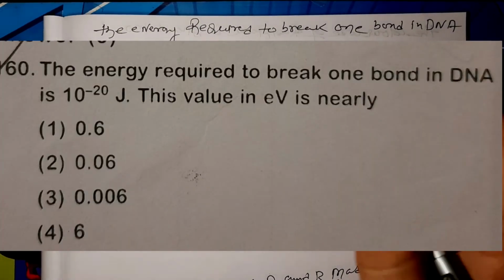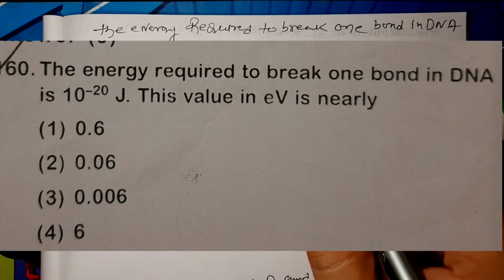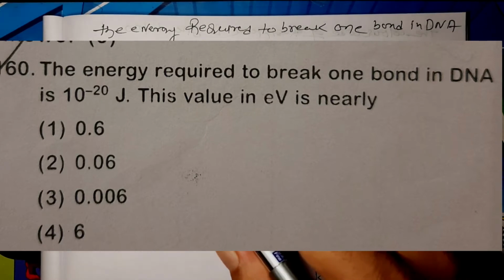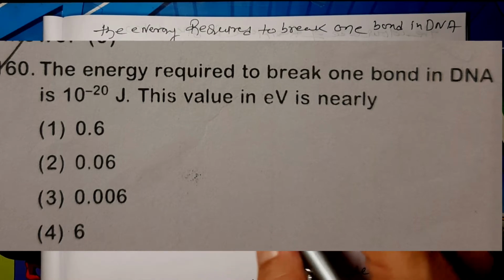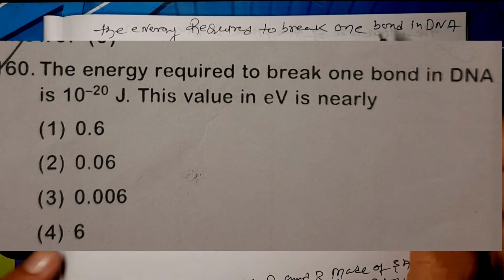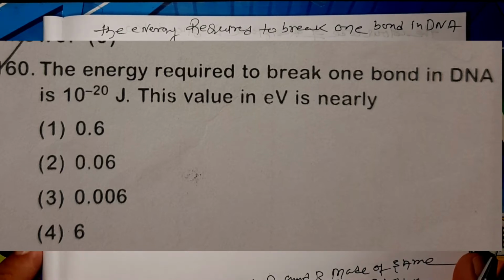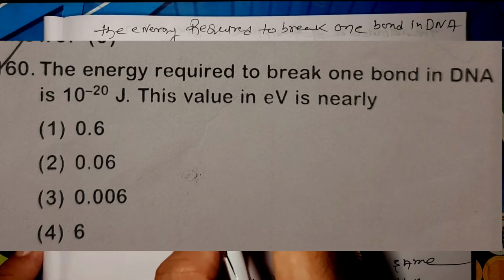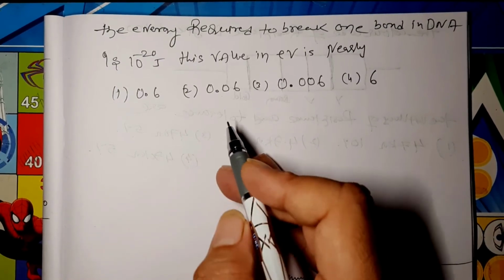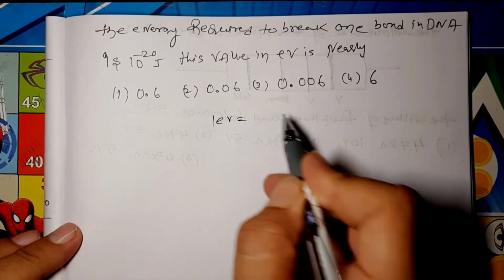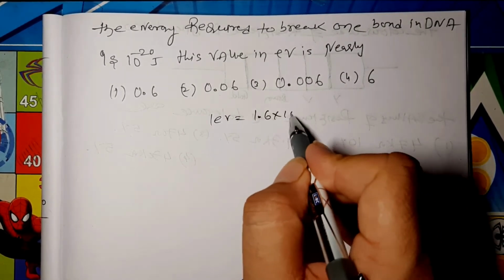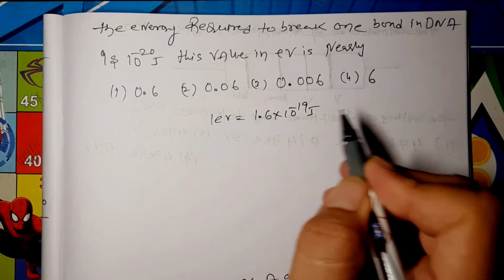Here is the next problem. The energy required to break one bond in DNA is 10 to the power of minus 20 joules. Find the value in electron volts. Here, 1 electron volt is equal to 1.6 into 10 to the power of minus 19 joules.